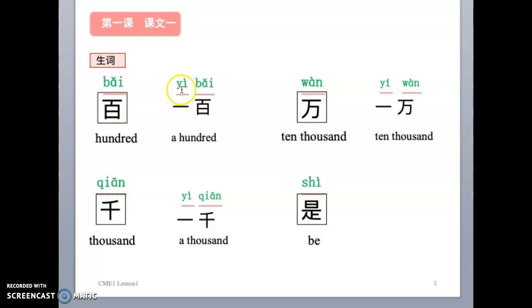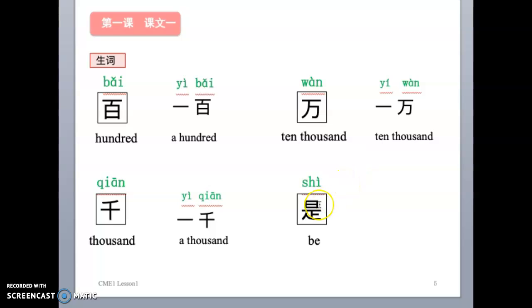Bai is 100, yi bai is 100, qian is 1,000, and yi qian is 1,000. Wan is 10,000, and yi wan is again 10,000.